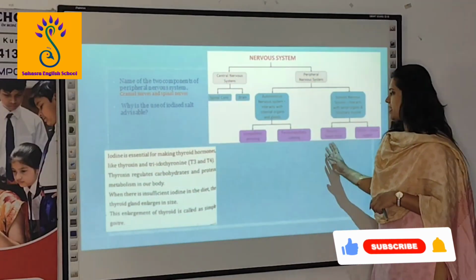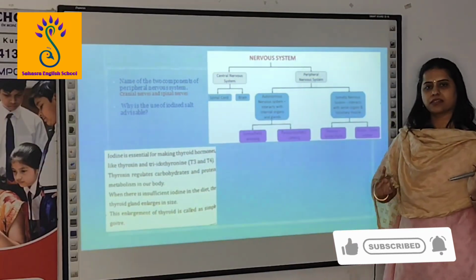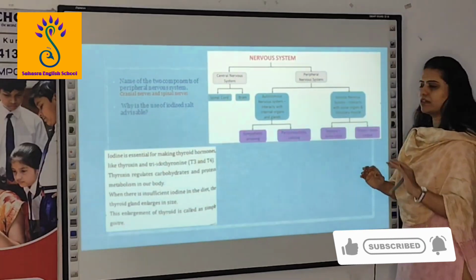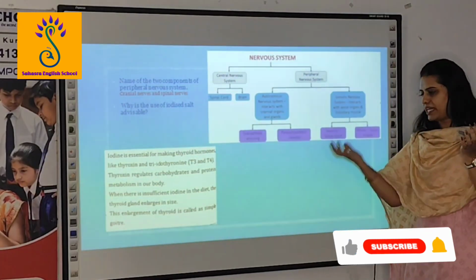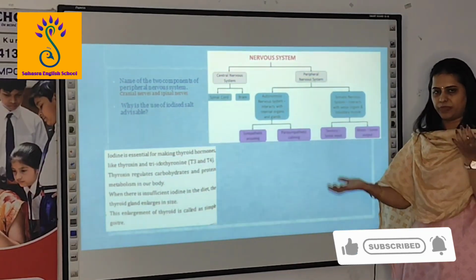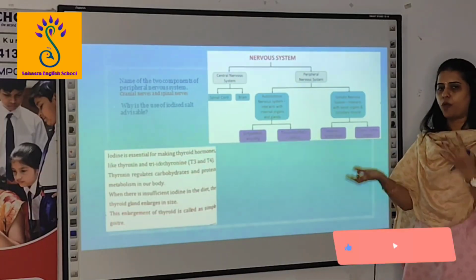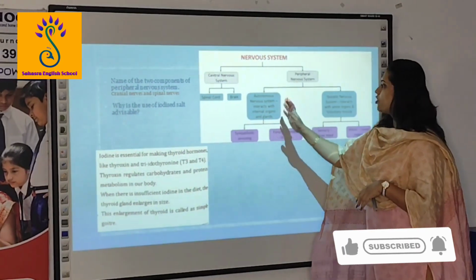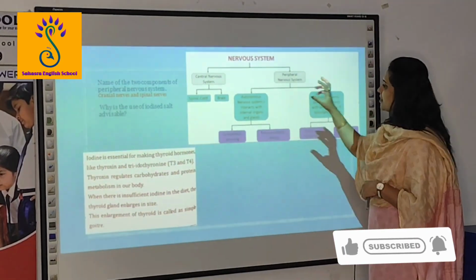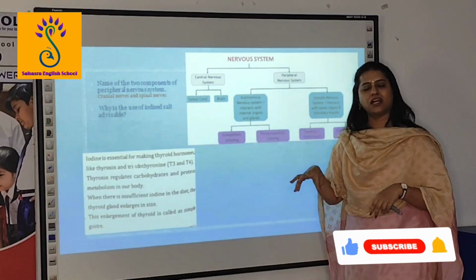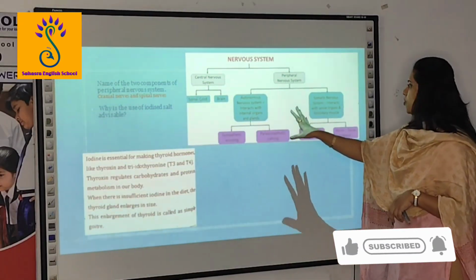sympathetic and parasympathetic. One accelerates, one slows down. One is raising, one is calming. Sympathetic and parasympathetic have antagonistic activities, and opposite actions will occur in the autonomic nervous system. This occurs mainly in the internal organs and glands.